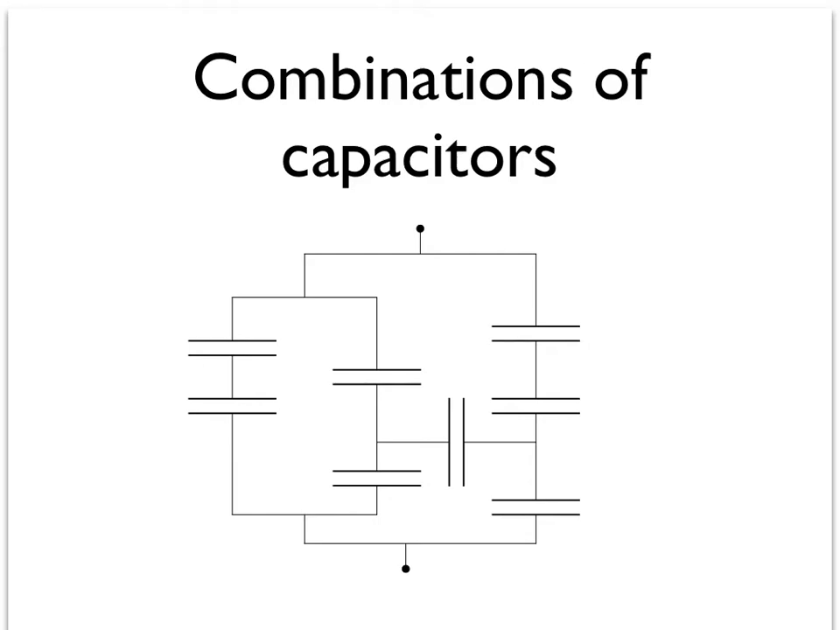We've looked at the behavior of single, individual capacitors, and how their charge and potential differences interact, and how we can describe the capacitance of that capacitor, the relationship between the charge and the potential difference. Now let's talk about what happens when we do that for combinations of capacitors. What happens if we've got a whole bunch of capacitors all jumbled up together?